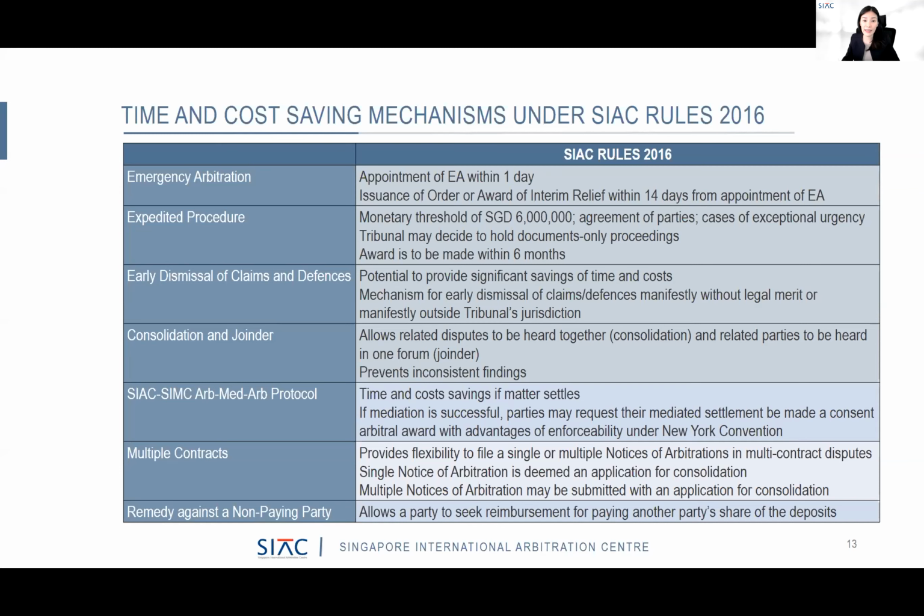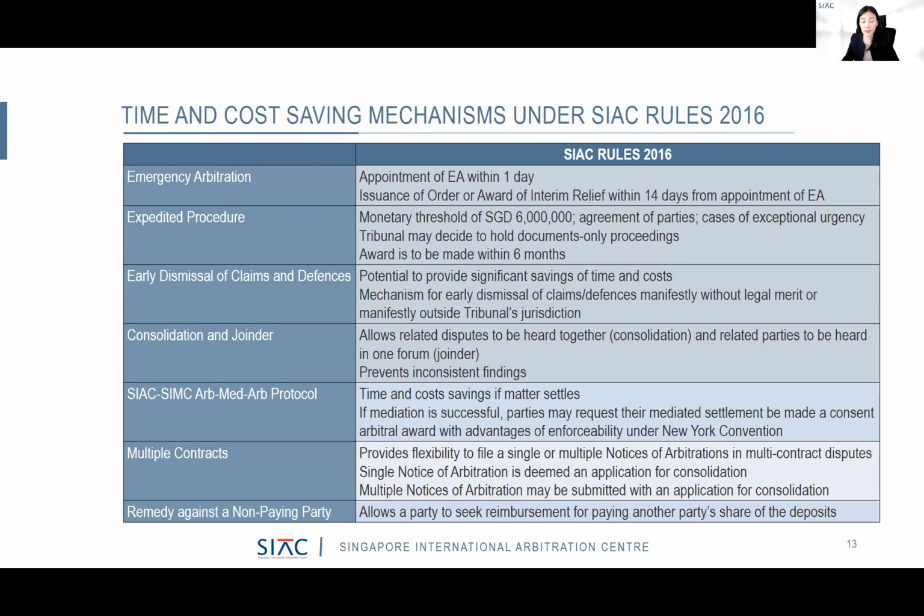Another popular cost-saving mechanism we have is the expedited procedure or fast-track procedure, where an award must be issued by the arbitrator within 6 months from his or her appointment. Parties can apply for this for relatively small value cases, specifically when the sum in dispute does not exceed 6 million Singapore dollars, or roughly 4 million US dollars. Parties can also opt to both just agree to this procedure, or a party can also apply in cases of exceptional urgency.